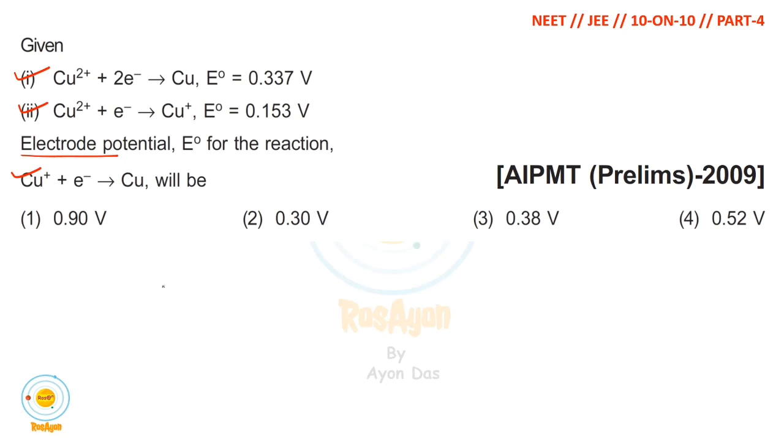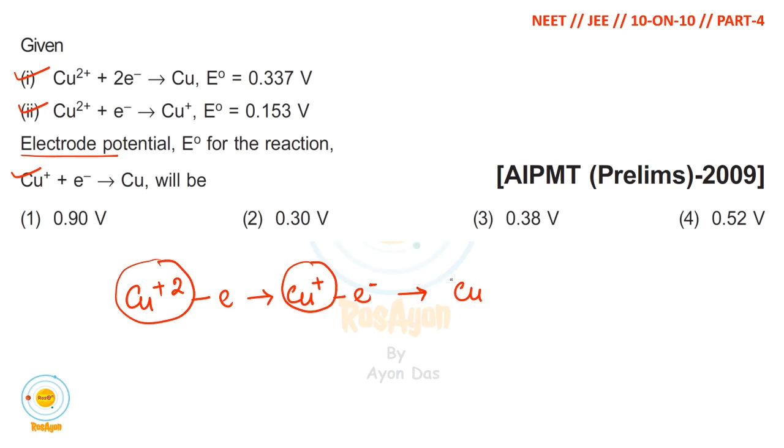Now see the trick. Here copper plus 2 loses one electron and converts into copper plus, and again the copper plus loses another electron and converts into copper. That is clear. So copper plus 2 is converted into copper plus first, and then the copper plus is converted into copper.